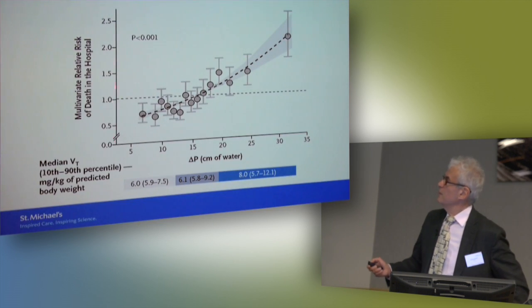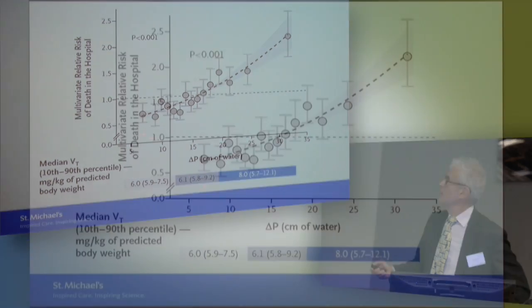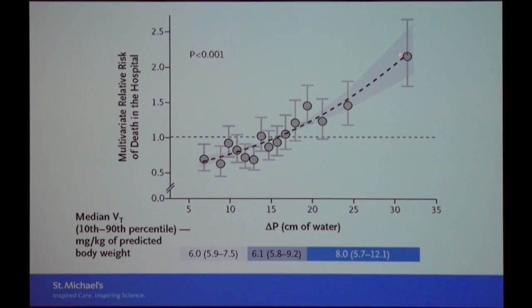This is now the relative risk versus delta P, and you can see again a dose response curve, which is quite interesting, especially when you think about the median tidal volume. This group here had a median tidal volume of 6. This group here had a median tidal volume of 6.1, essentially the same. And this group had a median tidal volume of 8. But some of these patients had tidal volumes of 5.7 all the way up to 12.1.